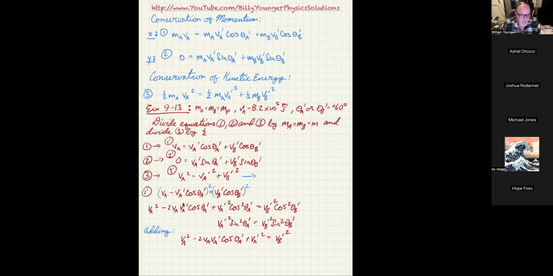From equation 3 prime, I can solve it for VB prime, specifically VB prime squared. VB prime squared is going to equal VA squared minus VA prime squared. So now I can actually substitute that in for VB prime. And when I do that, let's call this 3 double prime.